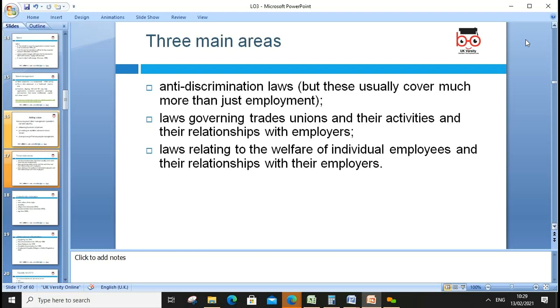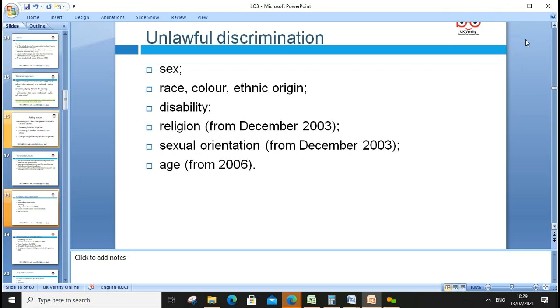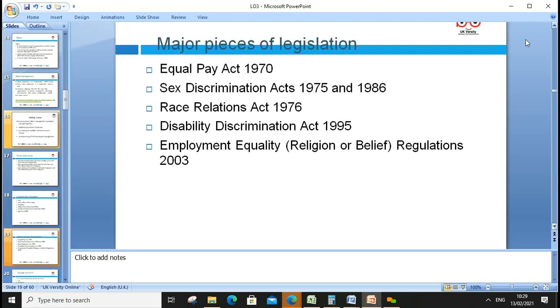So first there are three main areas: discrimination, anti-discrimination laws, but they usually cover much more than just employment. So laws governing trade unions, their activity, their relationship with the employees, and laws on the welfare of employees and their relationship with their employers. Okay, lawful discrimination. We can't really discriminate based on sex, race, religion, ethnicity, disability, sexual orientation, and age.